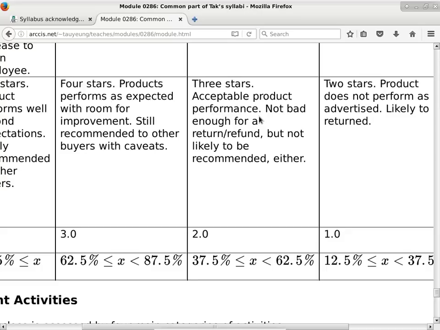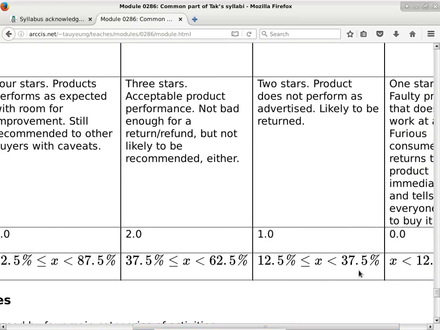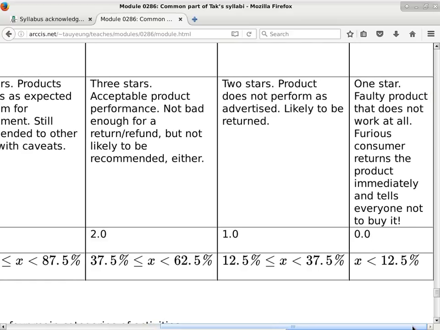A D product, which is getting 2 stars, is kind of like, if I could, I would like to return it, but maybe I won't go through the hassle to return it. But I'll definitely not recommend it to somebody else. I'll tell other people, don't buy this, I bought it and I regret it. A 1-star product would be something that you definitely do not want to buy again, do not want to recommend, and you want to return it. Is that okay? So this is how I look at A, B, C, D, F.